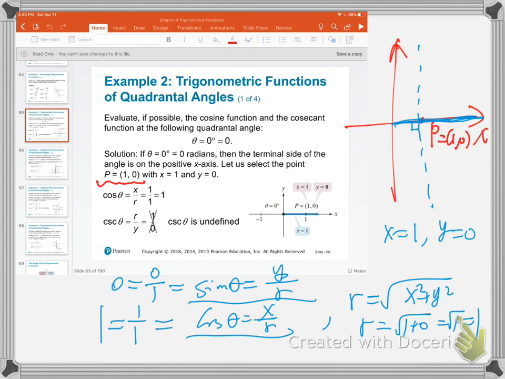Okay, so this is the special case. Next time we will talk about unit circles. We will talk about these special cases again in the unit circle. It will be much easier to understand.